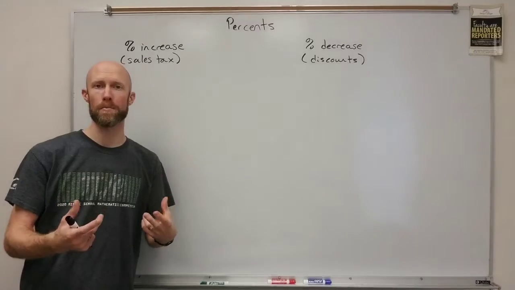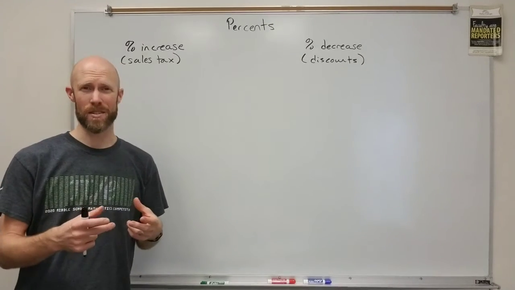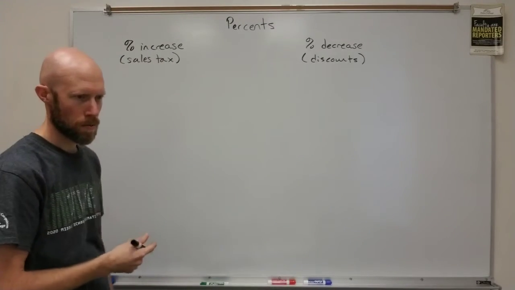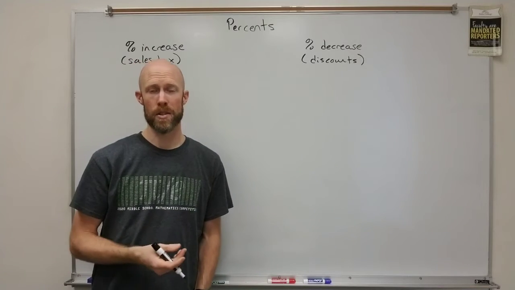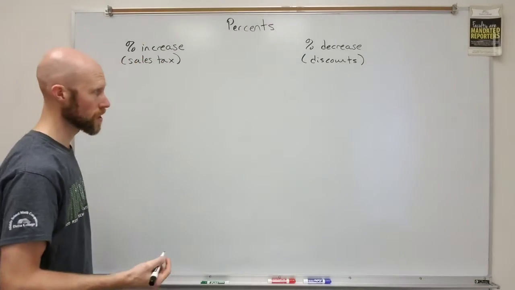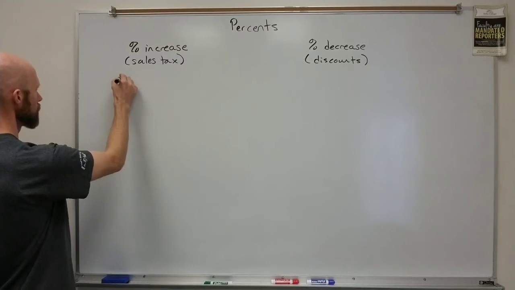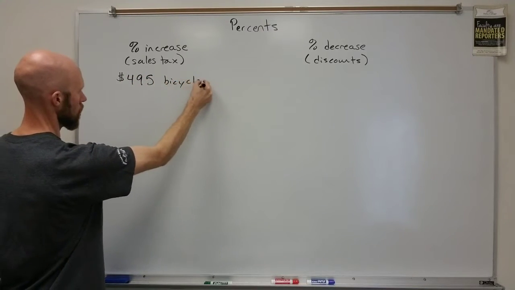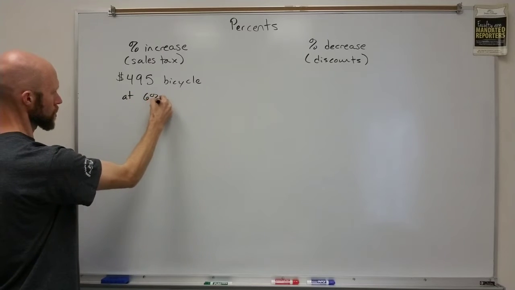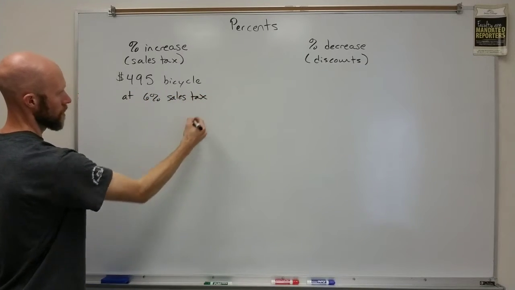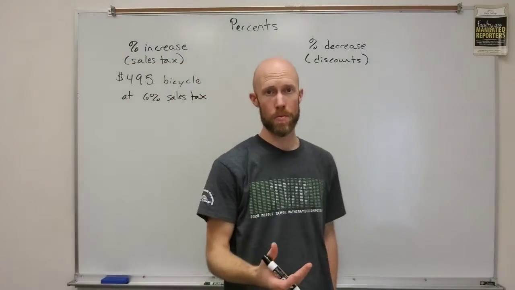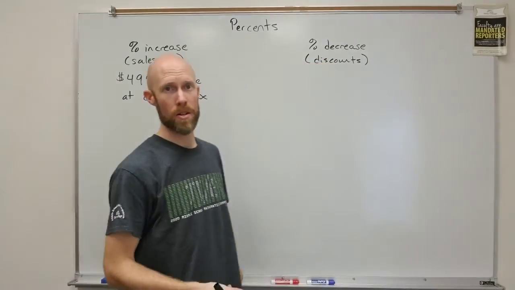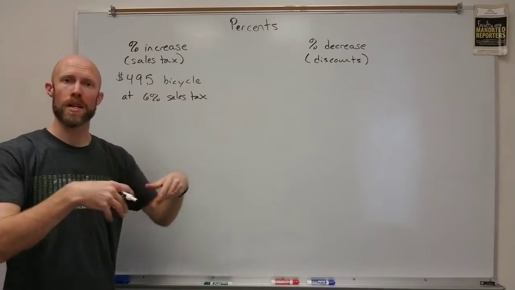So you're doing something with the percent. It's not just finding the percent that's important. And so if I was purchasing something at a store in Michigan, the sales tax is 6%. So if I was purchasing, let's say, a bicycle for $495 at a 6% sales tax, we first figure out what that 6% sales tax is and then add it on to the cost of the bicycle to figure out how much you actually spent. So the percent increase is you find the percent and then add it on.